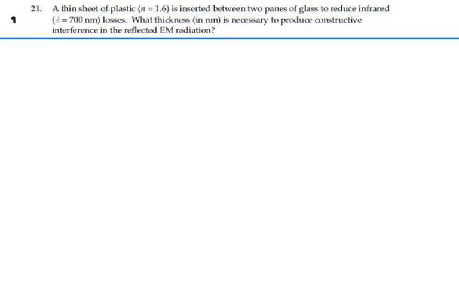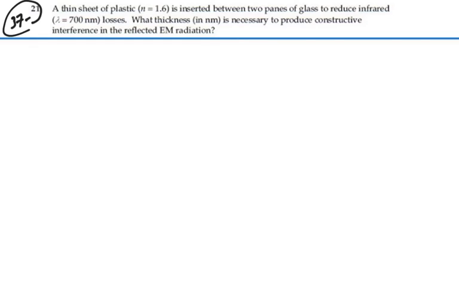Here's problem 3721. A thin sheet of plastic, n equal to 1.6, is inserted between two panes of glass to reduce infrared losses. Wavelength of light for the infrared is 700 nanometers. What thickness in nanometers is necessary to produce constructive interference in the reflected electromagnetic radiation?